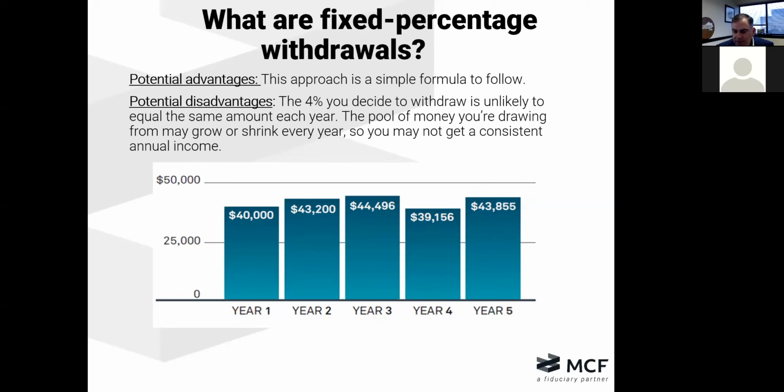The real disadvantage of this is the pool of money you're drawing from can grow or shrink, and so from year to year, the amount that you would be taking out based on your fixed percentage would actually change. And it could change significantly in some cases, so you have to be prepared. If this is something that interests you, you have to be prepared maybe to take a surplus of the money that you've taken out and bank some of that money in the future for years when the market is down and your portfolio is down with it.